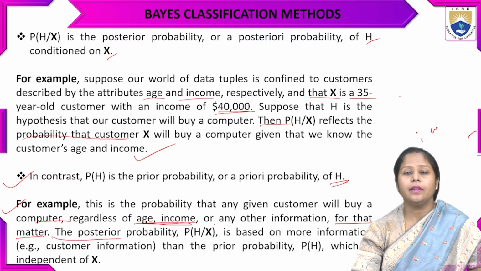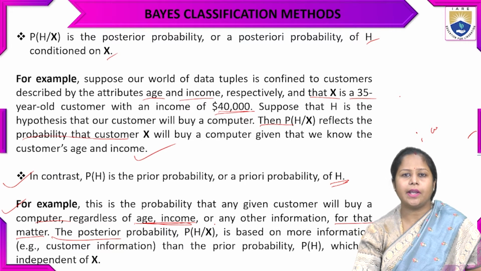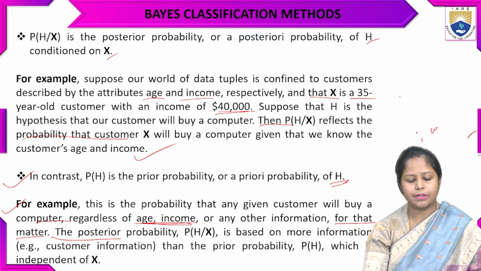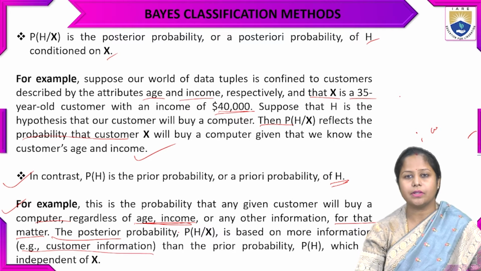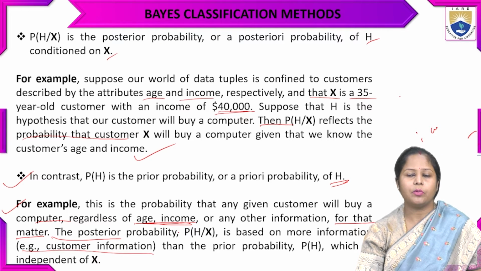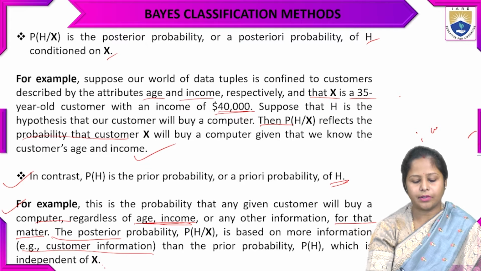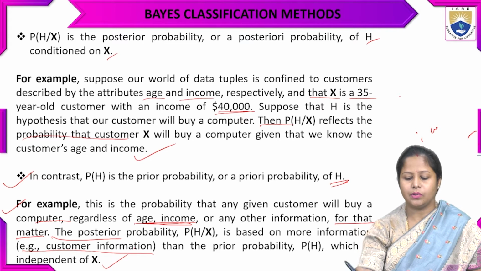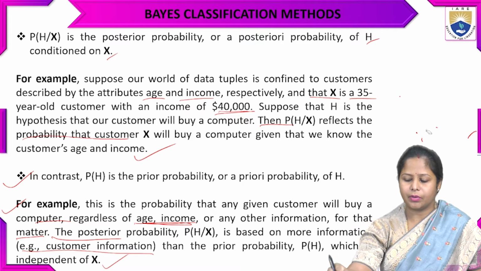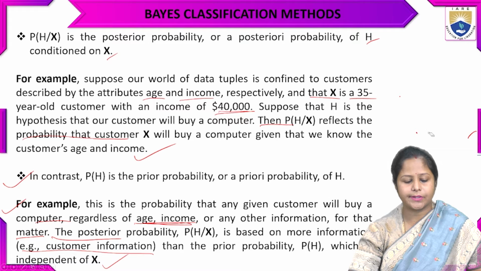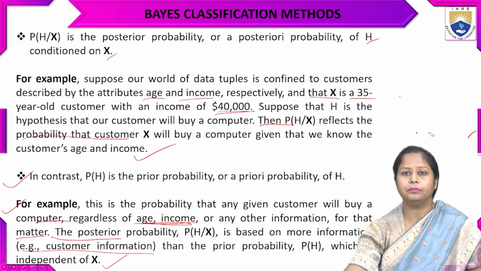The posterior probability P(H|X) is based on more information, that is customer information, than the prior probability P(H), which is independent of X. So this was all about the P(H|X) term and the P(H) term.